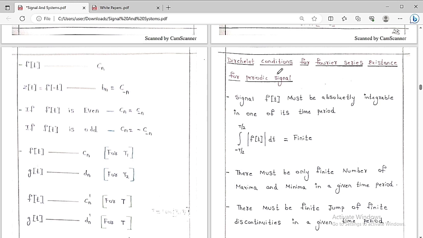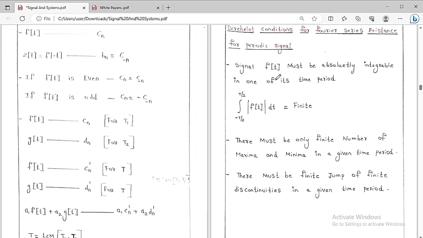Basically, suppose there is a periodic signal. If the signal satisfies some conditions, then definitely we can say the Fourier series is going to exist for the periodic signal. Those conditions are given by Dirichlet, which is why they are called the Dirichlet conditions for the Fourier series existence for a periodic signal. So listen carefully. The signal f of t must be absolutely integrable in one of its time periods. Suppose f of t is a periodic signal; in one time period, meaning one cycle, it must be absolutely integrable. Absolutely means the magnitude value.